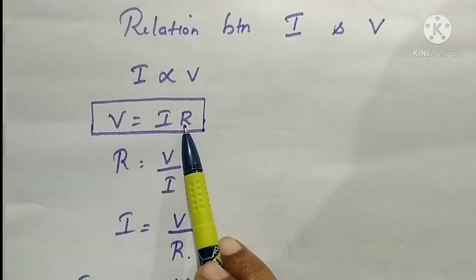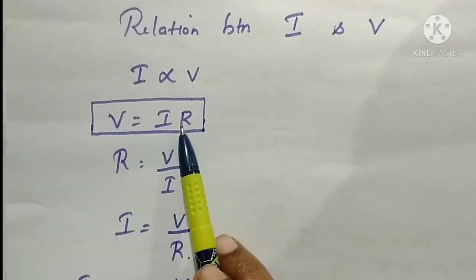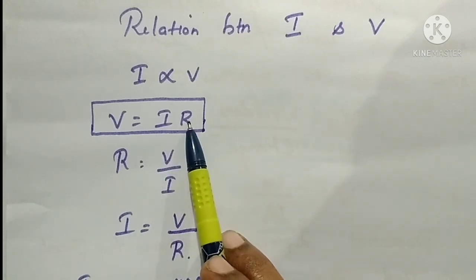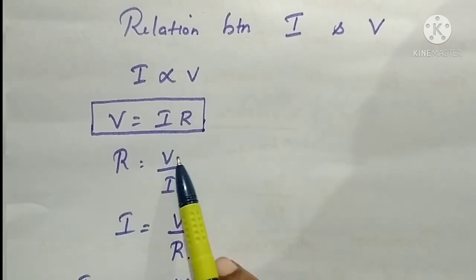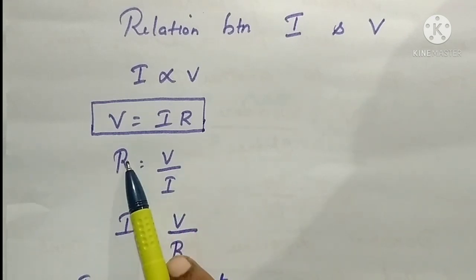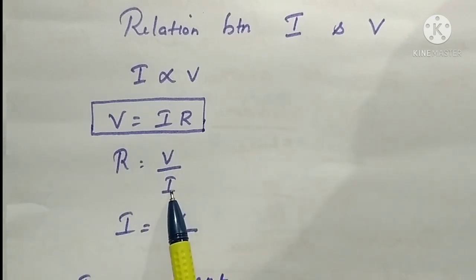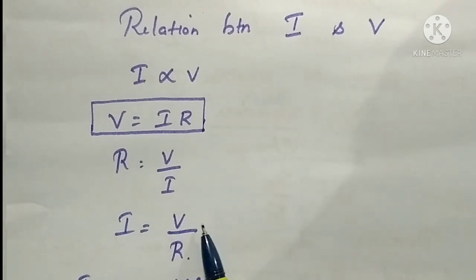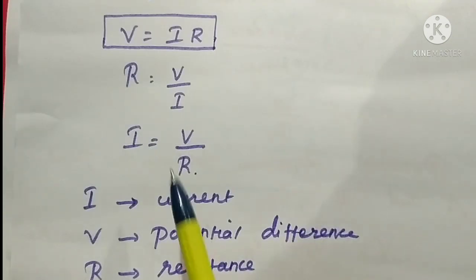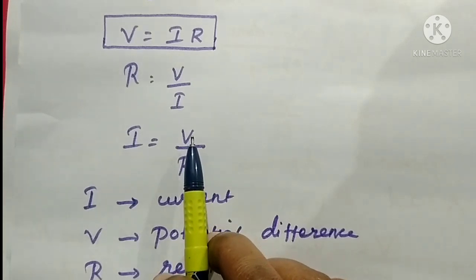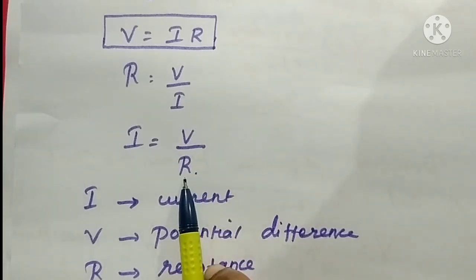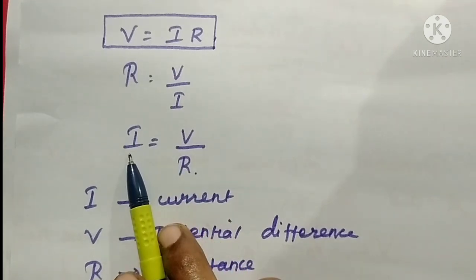V is equal to I into R, that is the basic formula from Ohm's law. From that we can find the value of resistance and also the value of current. V is equal to I into R, and R is equal to V by I. Voltage by current gives resistance, and current is equal to voltage by resistance. If you want to find the current I, we take the ratio of potential difference and resistance.